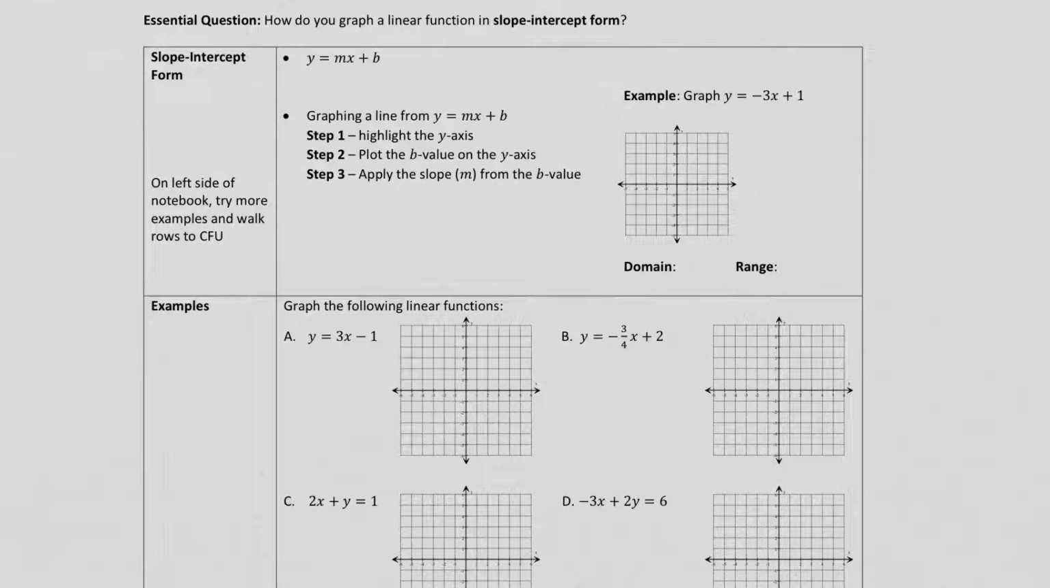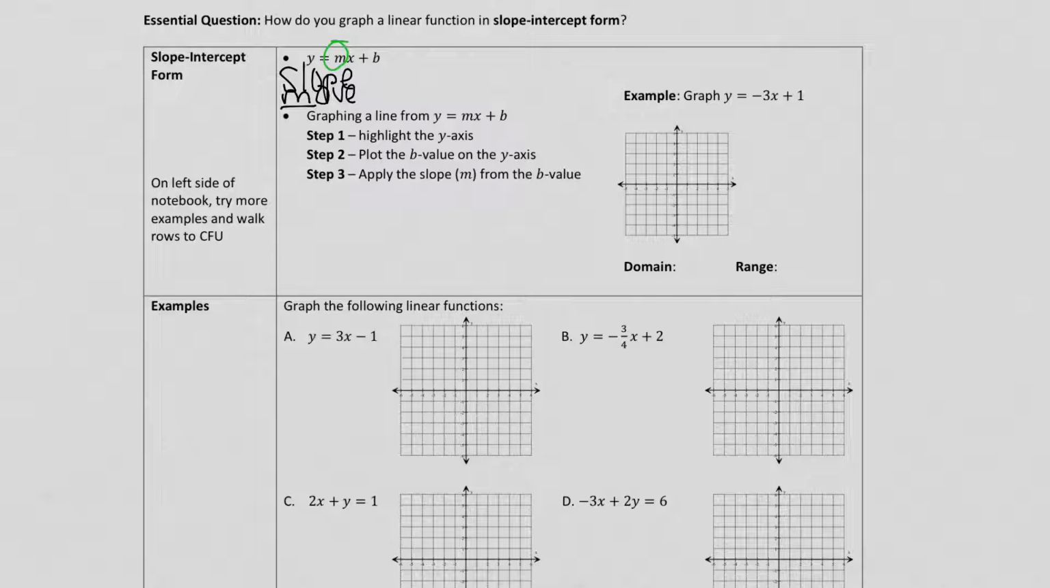We're going to start off with our essential question, which is how do you graph a linear function in slope-intercept form? So looking at slope-intercept form, it's going to be y equals mx plus b. The first thing I'm going to do is take my m and put a green circle around it. So m represents slope, and it tells us how we move.